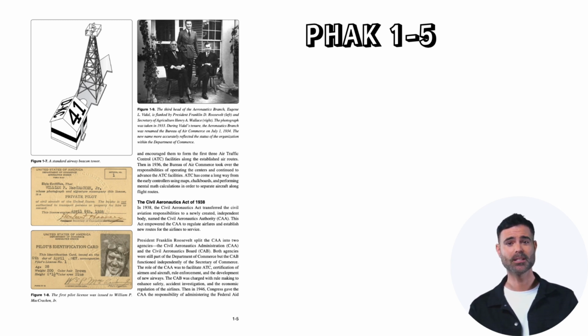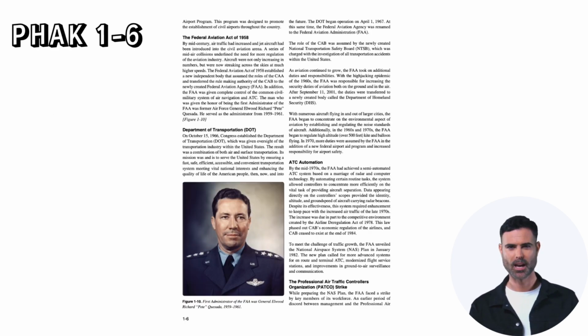Then in 1946, Congress gave the CAA the responsibility of administering the Federal Aid Airport Program. This program was designed to promote the establishment of civil airports throughout the country. The Federal Aviation Act of 1958. By mid-century, air traffic had increased and jet aircraft had been introduced into the civil aviation arena. A series of mid-air collisions underlined the need for more regulation of the aviation industry. Aircraft were not only increasing in numbers, but were now streaking across the skies at much higher speeds.